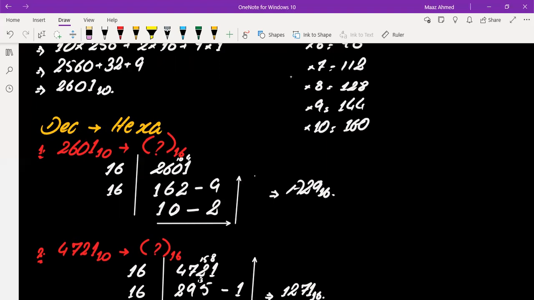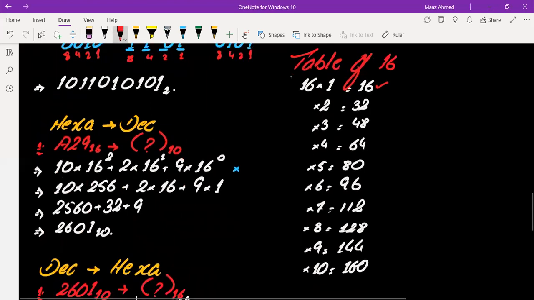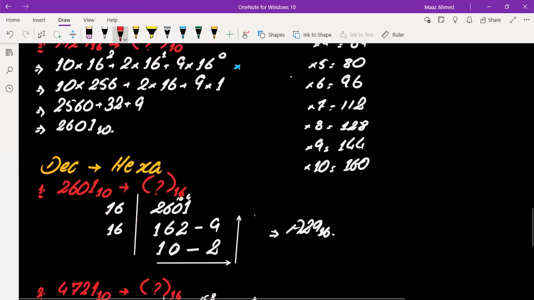So 26 is not divisible by 16. So the nearest smallest number to 26 is 16 over here. The nearest smallest number to 26 is 16, and how many times? 1 times 16 is 16. Obviously 10 will be left, so the 10 over here merges with the 0, which makes up 100.